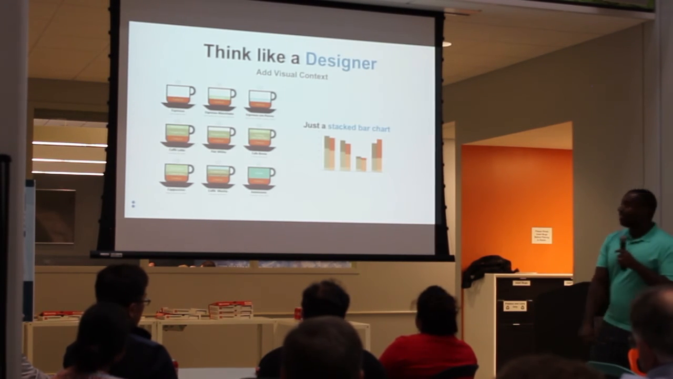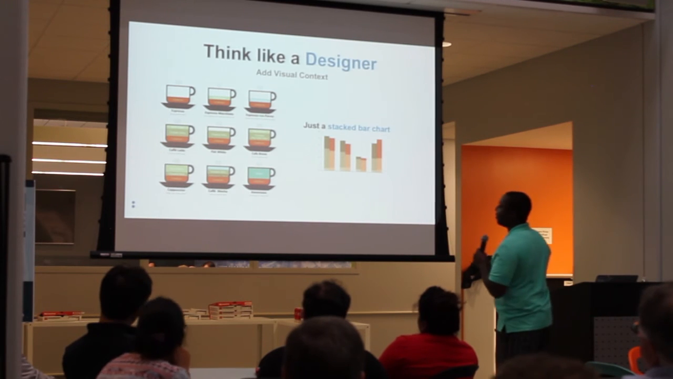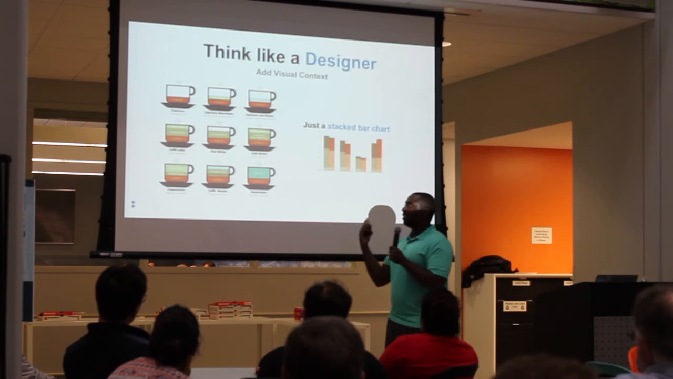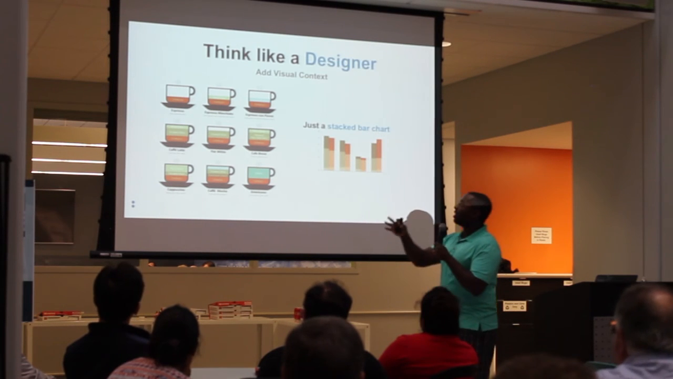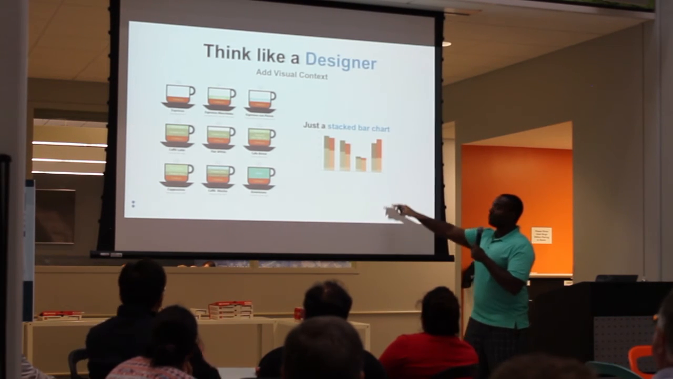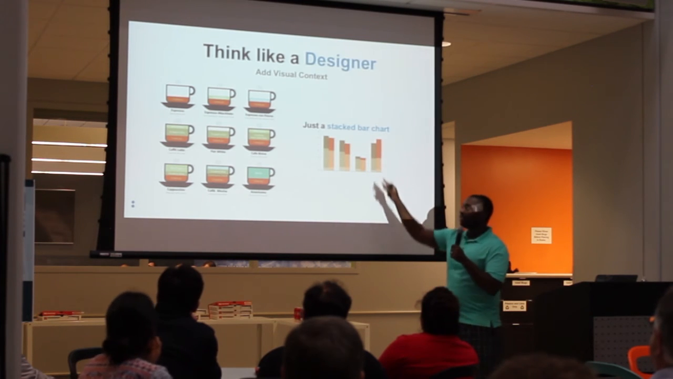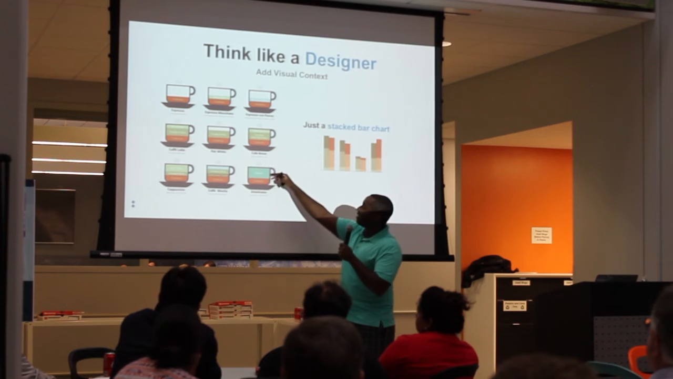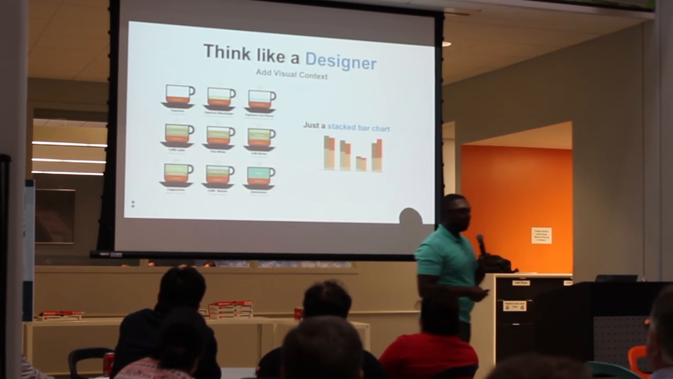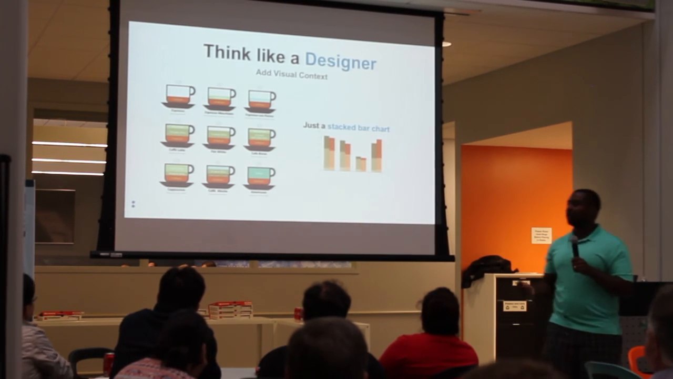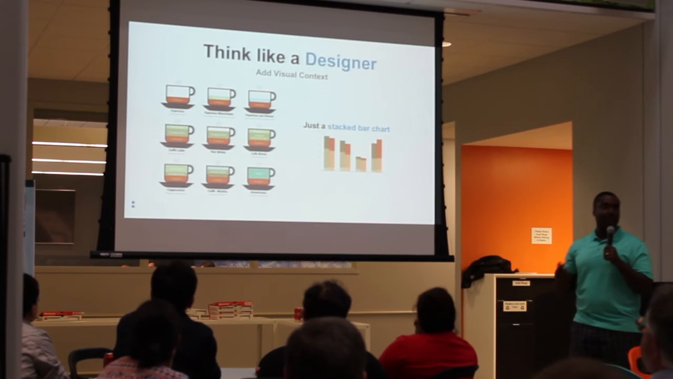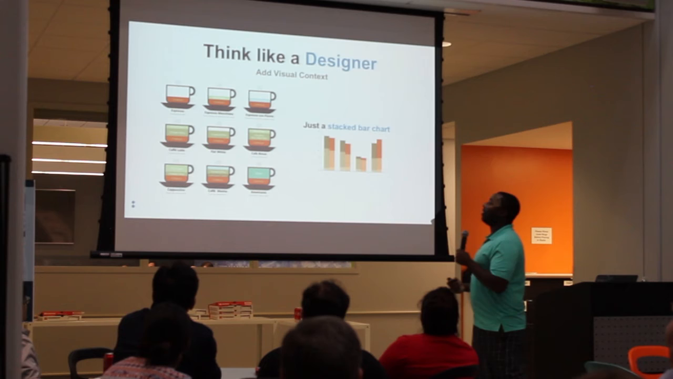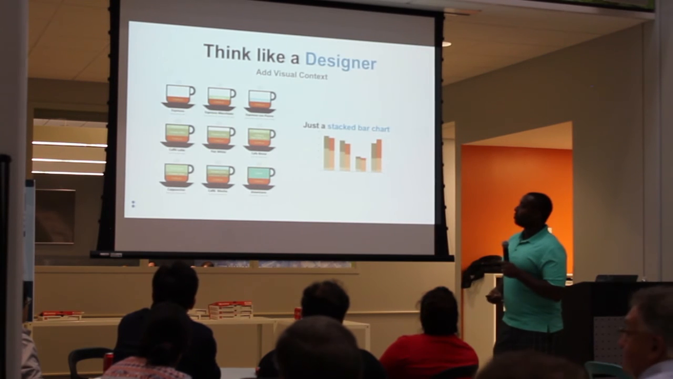Visual context. This is an example of a real comparison of the different ingredients in the different variants of coffee. This could be just a stacked bar chart, but instead they added this context. They added a cup and some steam, and so without reading any words, you assume that this is talking about some sort of drink, maybe coffee, and then you read a few words and you figure out, oh, they're talking about different types of coffee.